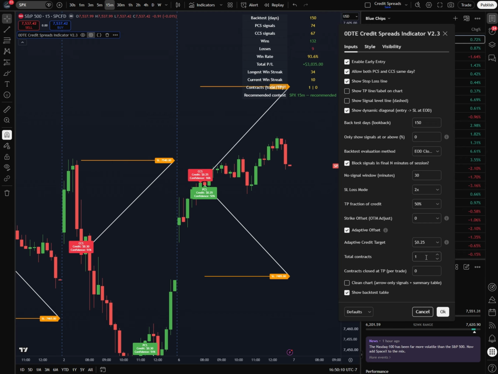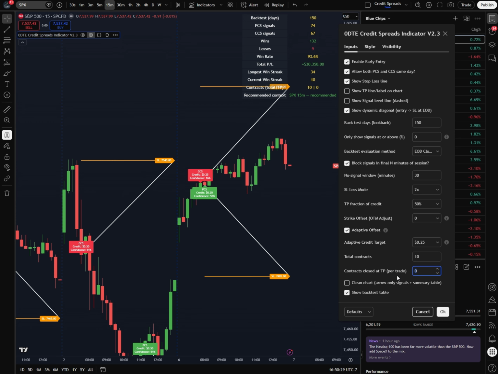Total number of contracts. So if you're trading one contract, then you'd have one. If you're trading 10 contracts, then you'd have 10. This is contracts closed at take profit level. So if I want to hold 10 contracts through the end of the day, that's what this is saying. 10 contracts. I'm not closing any. I'm waiting for this end of the day close here.